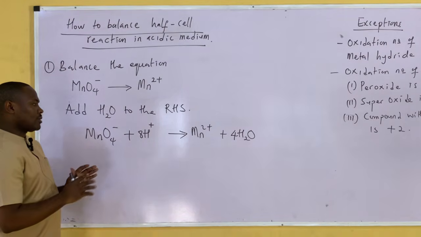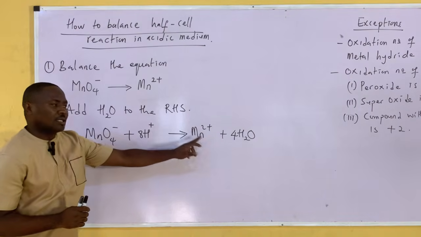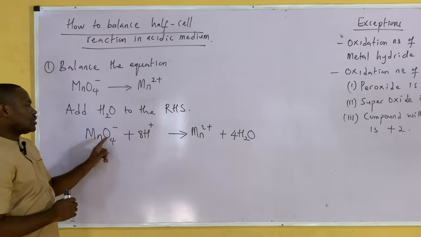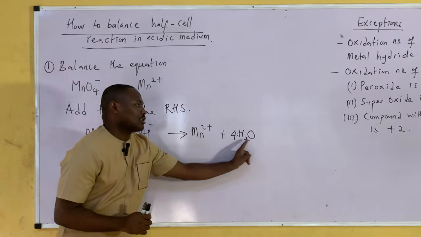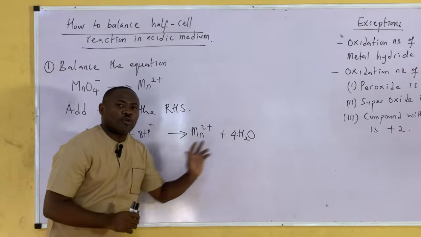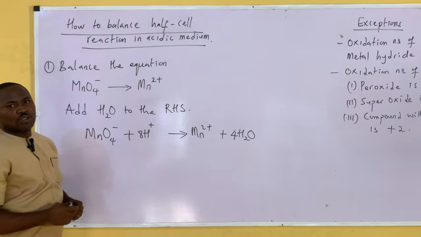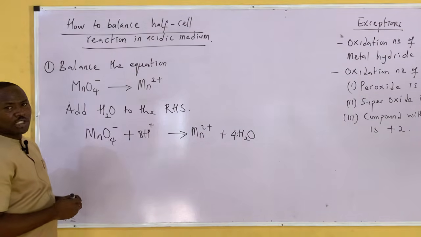So if you watch out now, we have balanced manganese. We have checked on oxygen, 4. We have checked on hydrogen, 2 times 4, hydrogen 8. But there is one thing left that is not balanced yet. What is that one thing? Well, let's check it out.